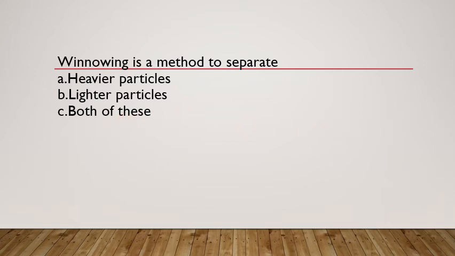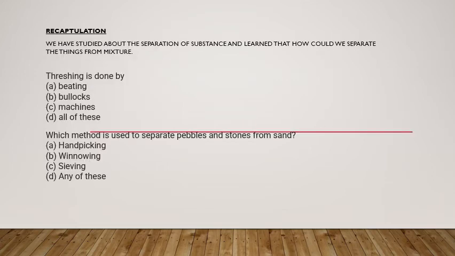Yes, so now recapitulation time. We have started a chapter which is named separation of substances. We have learned how to separate things, like what the threshing process is and what happens in winnowing. So the threshing is done by what? Beating, workers and machine. So yes, all of these are the right answer. सो इन सब के थ्रू हम थ्रेशिंग प्रोसेस को कर सकते हैं.